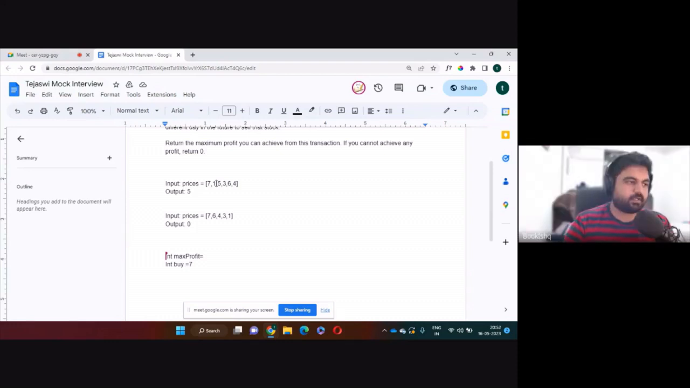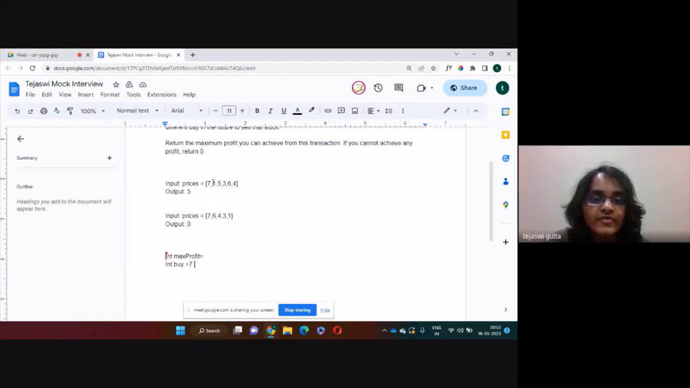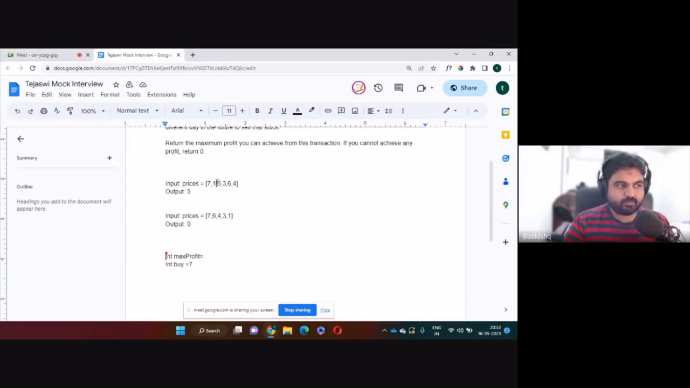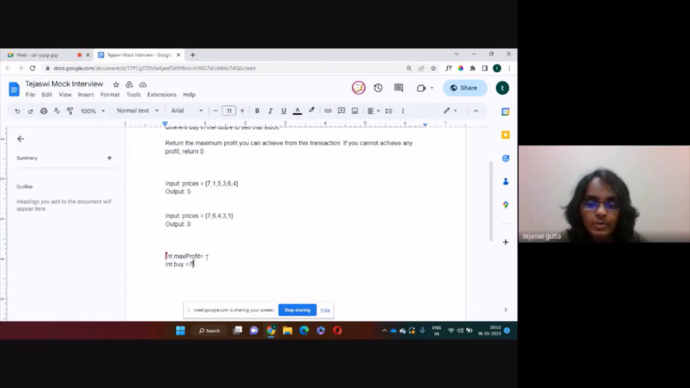Okay, so currently you mentioned that at the second position you are going to check what the profit is. If you already bought at price 7 and sell it at 1, you will not get any profit, it's a loss for me. So now your max profit value is going to be 0. But now your buy value will be 1.